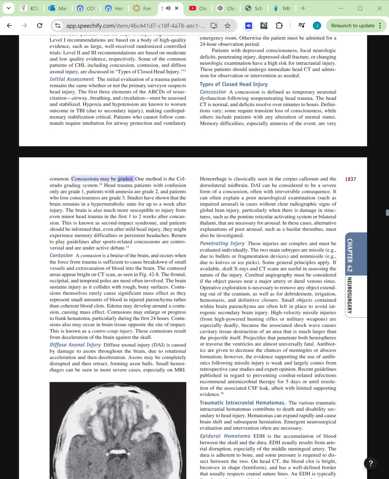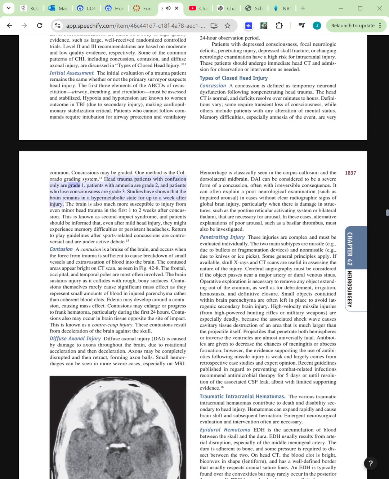Concussions may be graded. One method is the Colorado grading system. Head trauma patients with confusion only are grade 1. Patients with amnesia are grade 2, and patients who lose consciousness are grade 3.